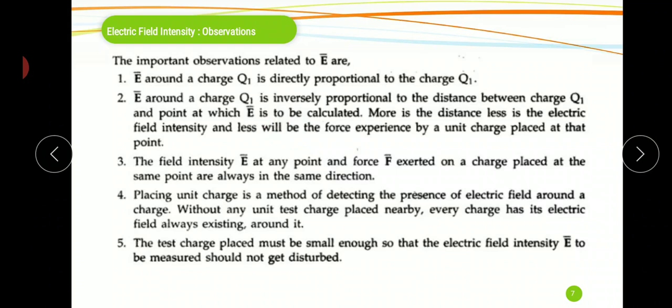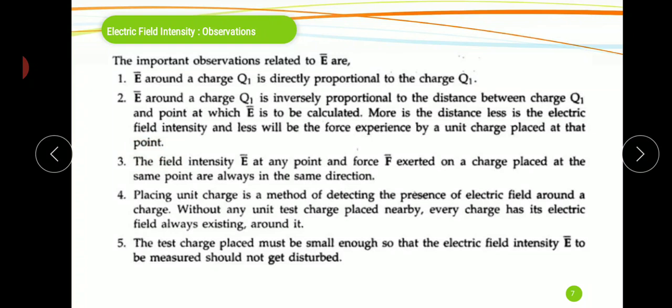And simply, the more the distance, the less the electric field intensity, and the less will be the force experienced by the unit charge placed at that point. So electric field intensity is inversely proportional to the distance between the charge Q and the point where we have to calculate the electric field intensity.